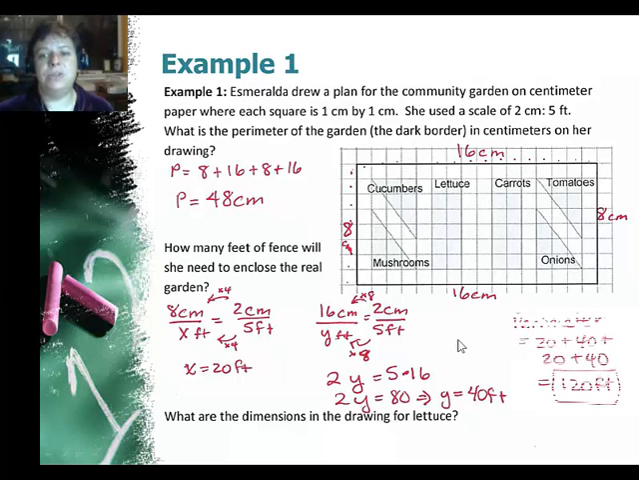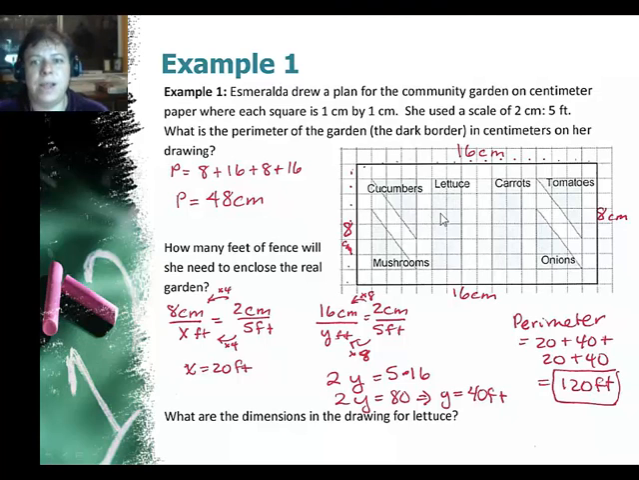They wanted the perimeter of actual fence, so I have to go and add the 20 feet plus the 40 feet plus the 20 feet plus the 40 feet, and I need 120 feet of fencing for the garden. The next question is, what are the dimensions in the drawing for the lettuce?